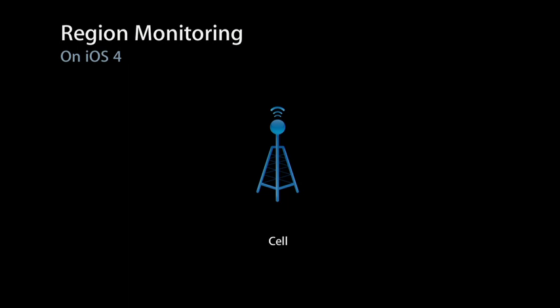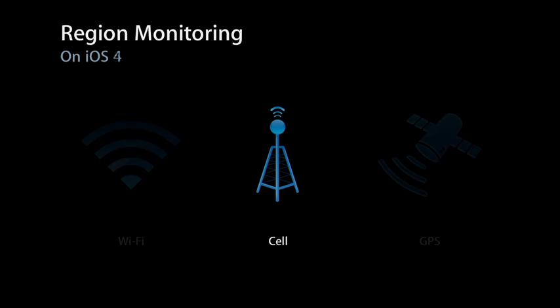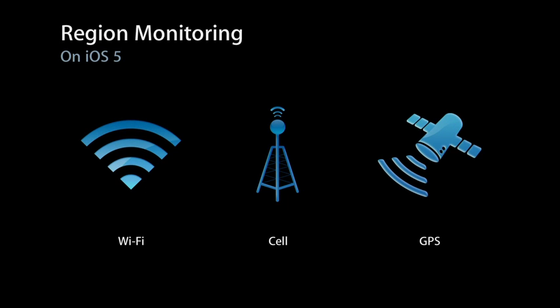But on iOS 4, we used cell towers as our way of triangulating your position and then firing region events. Well, I'm happy to tell you that on iOS 5, we've added Wi-Fi and GPS to the equation. So now we're using all available hardware sensors to triangulate your position and provide much higher accuracy for region monitoring. So what's new under iOS 5? Improved accuracy.